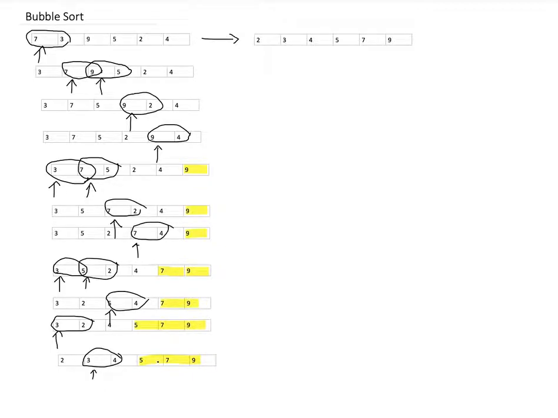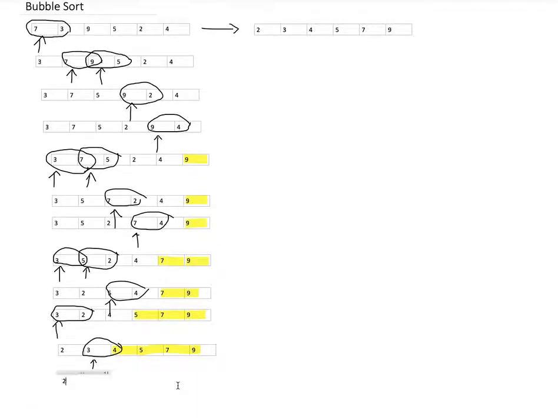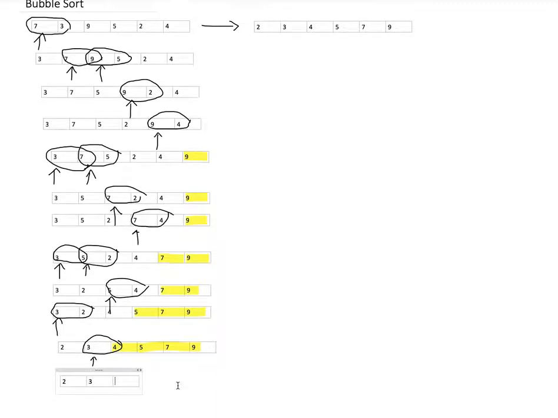And now we got another element as the fourth largest element. Let's color this. Then we'll move the pointer. So let's write the list down again: 2, 3, 4, 5, 7, 9. Alright, then we'll move the pointer to the first location and compare these two elements. No change, no swapping.